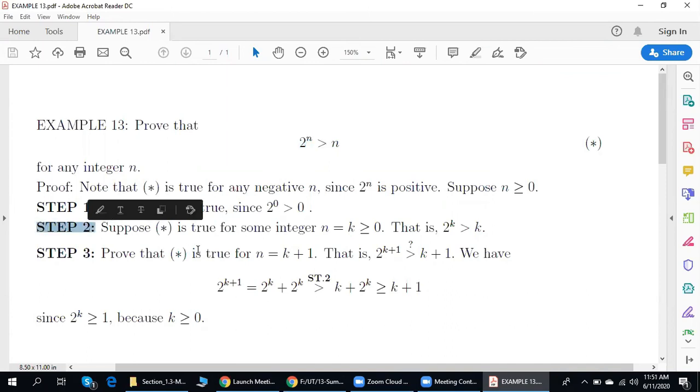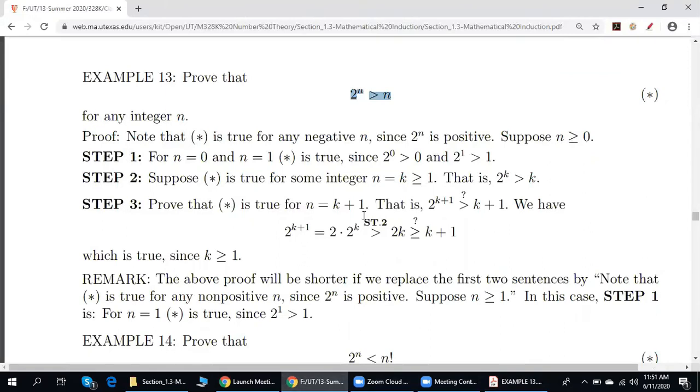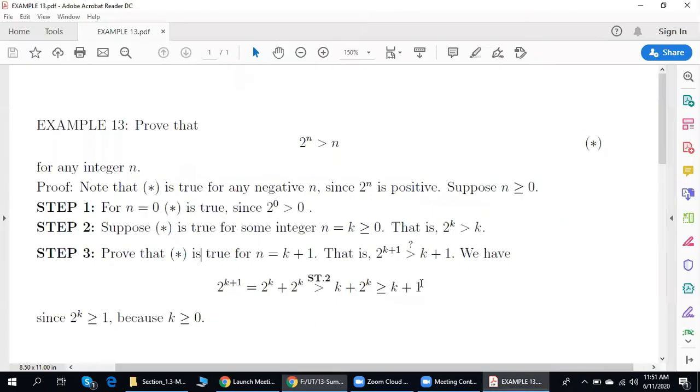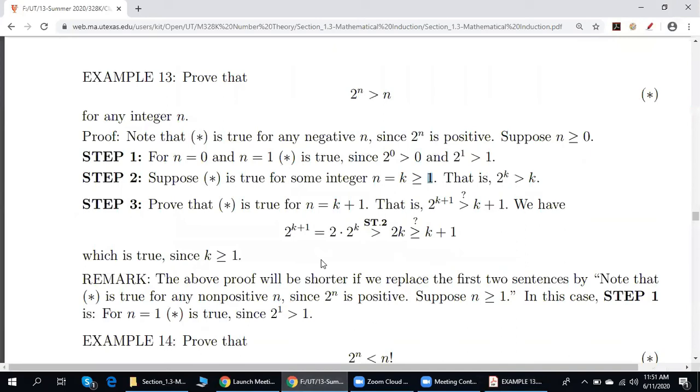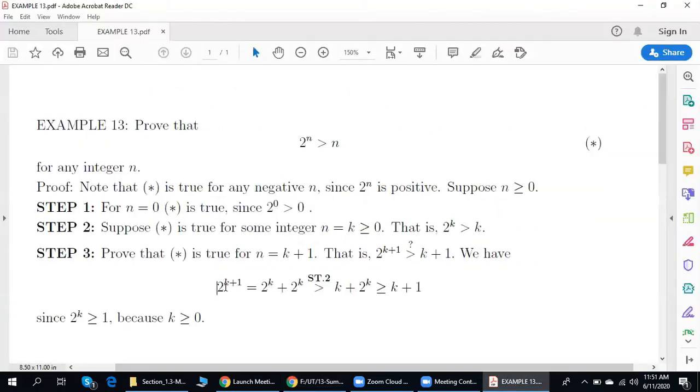Step 2 is different as well. Over here, we say n is equal to k where k is greater or equal to 1. Over here, we say that n is equal to k where k is greater or equal to 0. Step 3 is also different. In step 3 here, we jump from here to here and then from here to here. In step 3 here, we rewrite 2 to k plus 1 as 2 to k plus 2 to k, which is greater by step 2 than this.